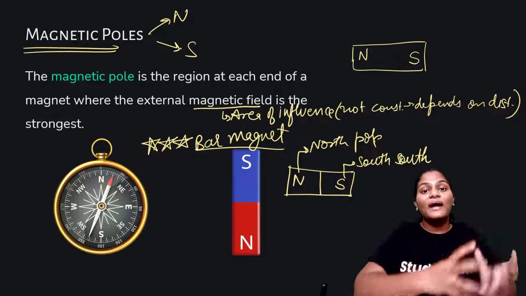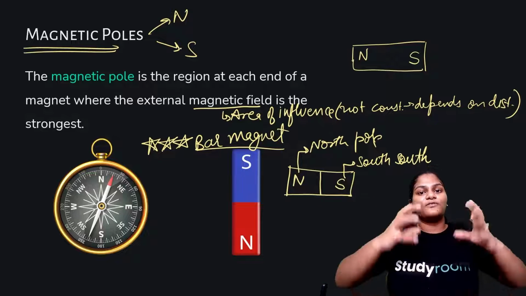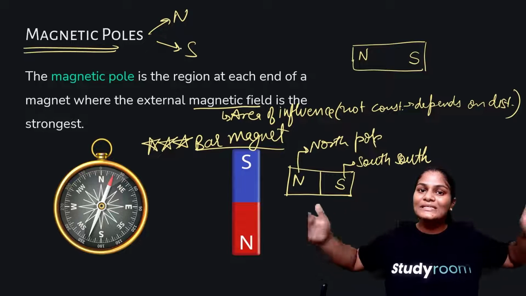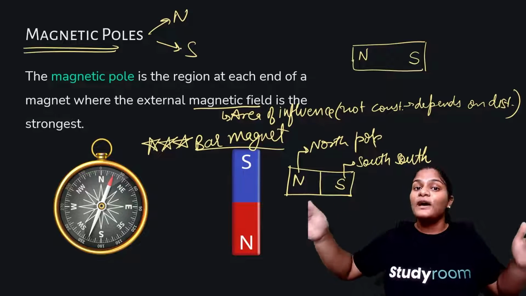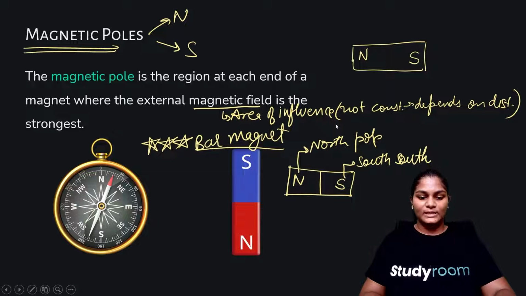So similarly, the strength of the magnetic field of the magnet decreases as we go far from the magnet. Okay, let's move on.